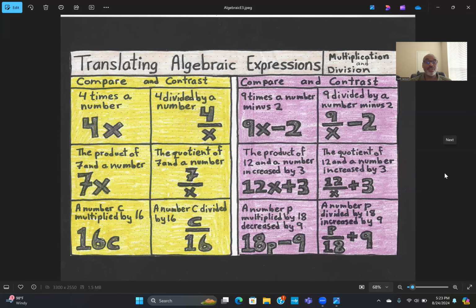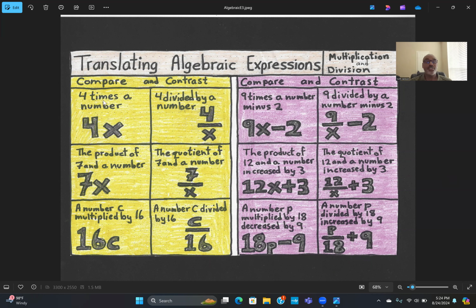Right now, you're looking at the third and final video as it relates to translating algebraic expressions. And this time, we're going to translate algebraic expressions involving multiplication and division. We have two sections here that help us get a deeper understanding of what it means to translate multiplication and division.